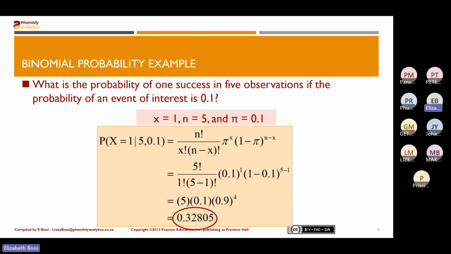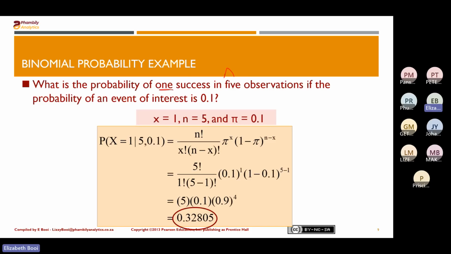What is the probability of one success in 5 observations if the probability of an event of interest is 0.1? So what are they giving us? They are telling us that the probability of success is 0.1. We need to find the probability that 1 is selected, which is one of those successes, and 5 is your n, which is the number of outcomes, and your probability of success, which is the pi, is 0.1.